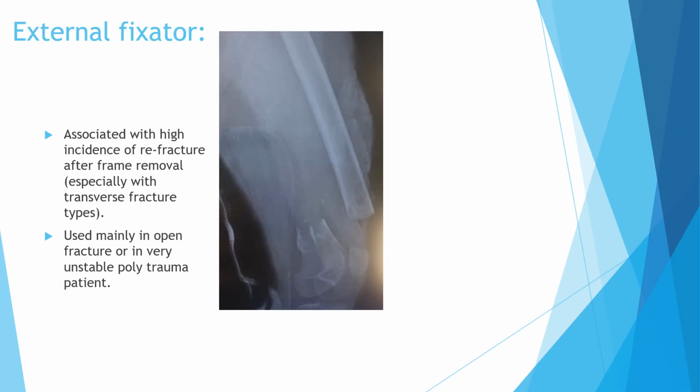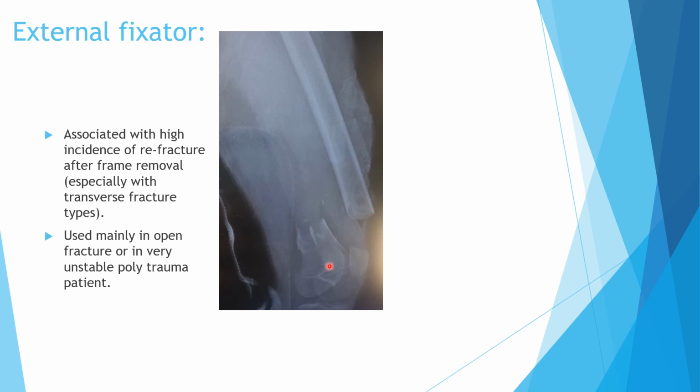After discussing a flexible nail and rigid nailing, the third method is external fixator. External fixator used to be a popular method for fixation of a pediatric femur fracture. However, its use now is falling out of favor, mainly because of the high incidence of refracture. It's about a 20% incidence of refracture, especially with the simple transverse fracture. So after removing the frame, there is a high incidence that the patient will refracture. The use of external fixator now is not as common as before. The main indication is for open fracture or for unstable patient, like an unstable polytrauma patient.